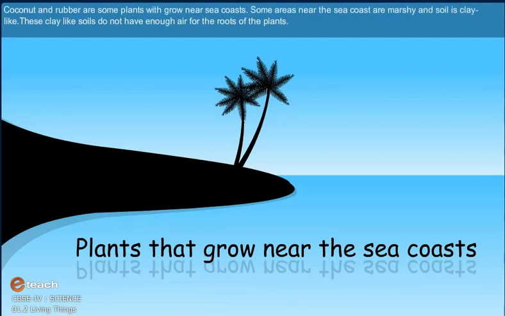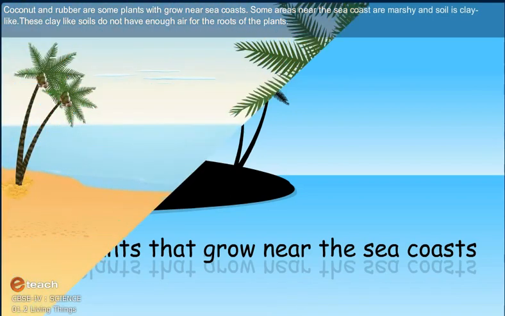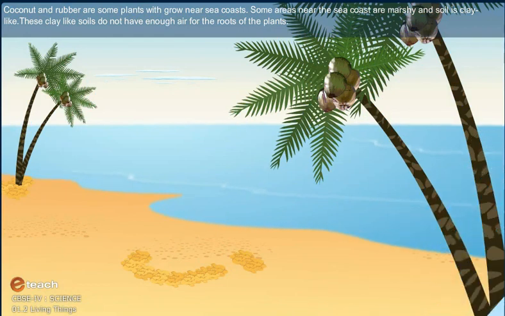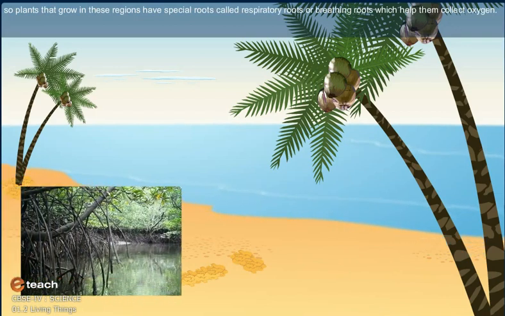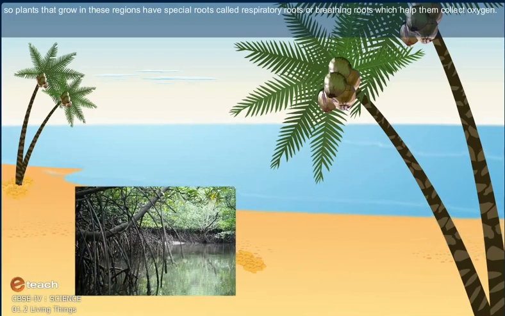Coconut and rubber are some plants which grow near sea coasts. Some areas near the sea coast are marshy and the soil is clay-like. These clay-like soils do not have enough air for the roots of the plants. So, plants that grow in these regions have special roots called respiratory roots or breathing roots, which help them collect oxygen.